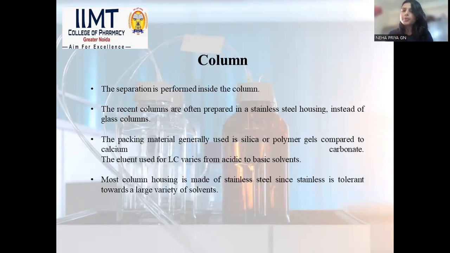Earlier, columns were made of glass, but now they are made of stainless steel housing. The packing material generally used is silica or polymer gel, depending on our sample. The eluent used for LC varies from acidic to basic solvent. Most column housings are made of stainless steel. Since stainless steel is tolerant towards a large variety of solvents, we have moved from glass to stainless steel columns.